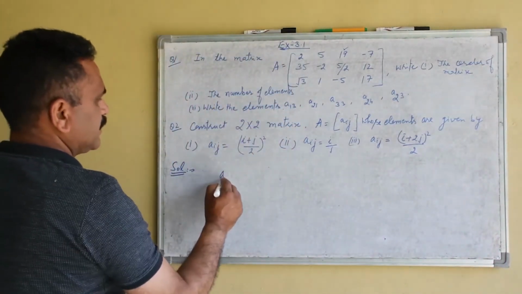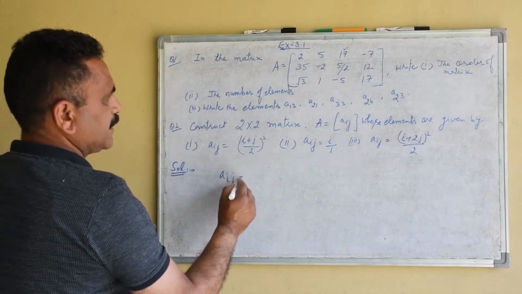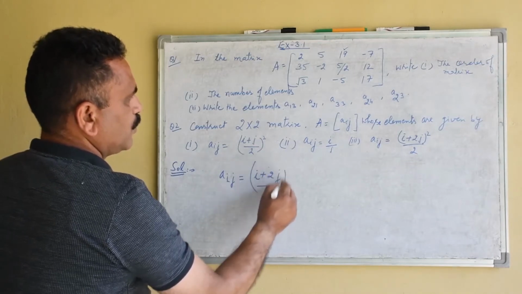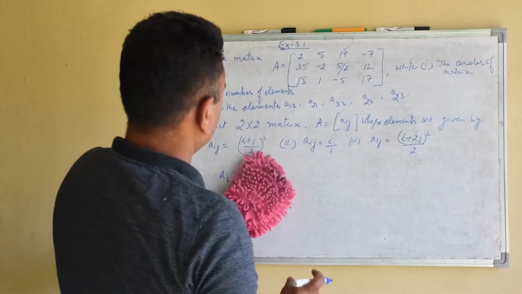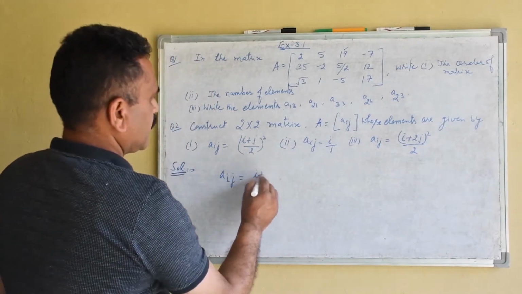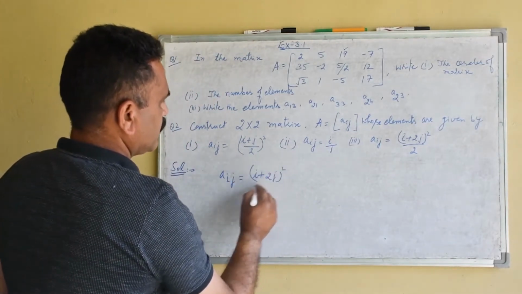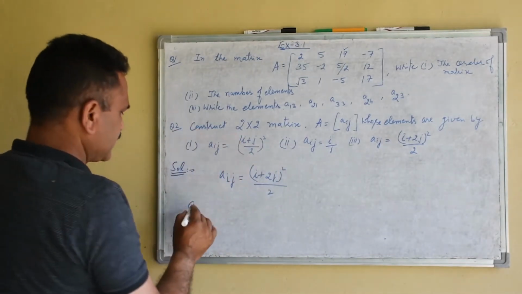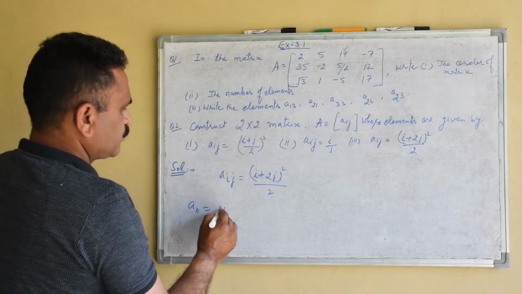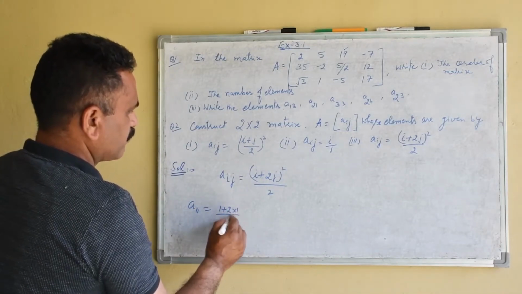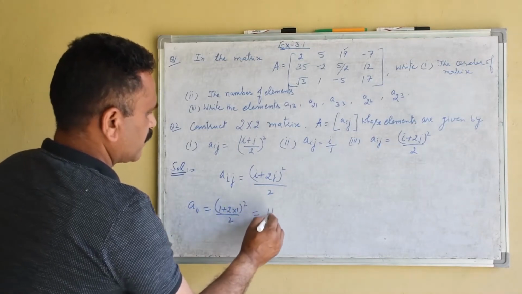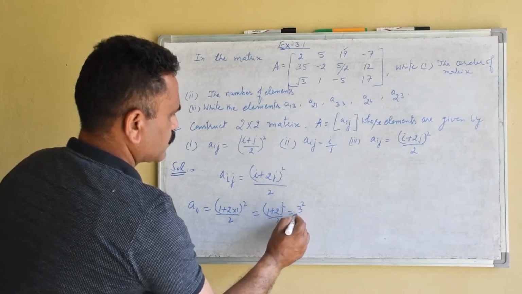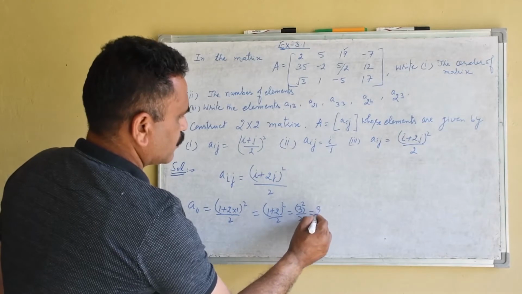Third part is Aij is equal to (i plus 2j) by 2, not whole square, but square of the numerator only, (i plus 2j) by 2. Now again we are required to find out a 2 by 2 matrix. So A11: i is 1, j is 1, so this is (1 plus 2) whole square by 2. So this is equal to 3 square by 2, which is equal to 9 by 2.